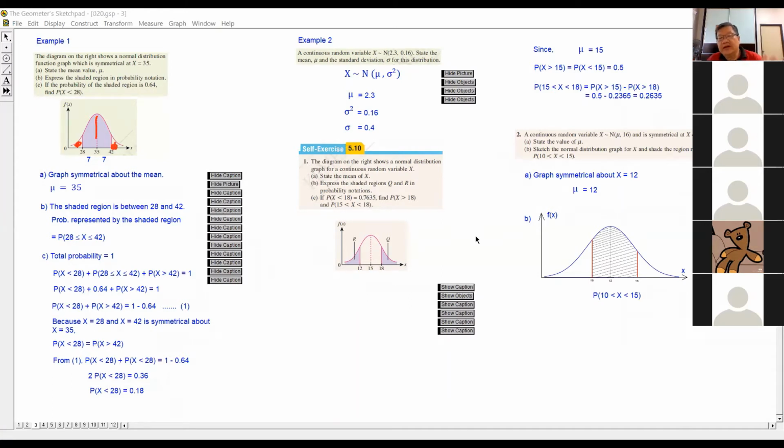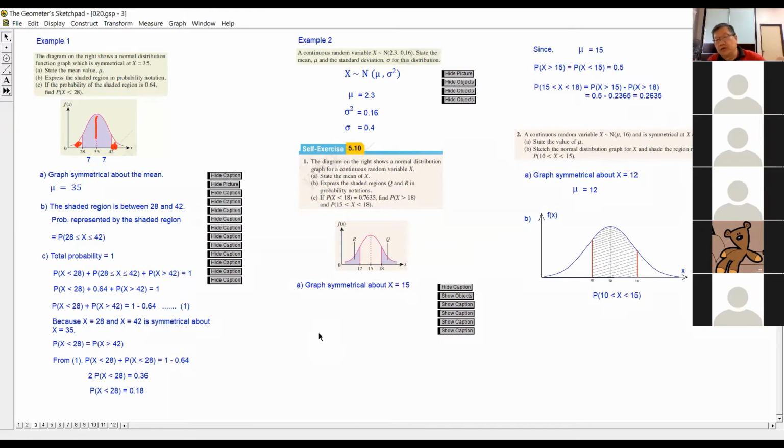Now, can you check whether 12 and 18 are symmetrical about the line 15 or not? Yes, symmetrical. Very good. How do you know they're symmetrical about 15? Because 12 to 15 is 3, and then 15 to 18 is 3. Correct. So they are symmetrical. If they are symmetrical, what can you say about the purple area R and the purple area Q? They are the same. The area is the same, correct.